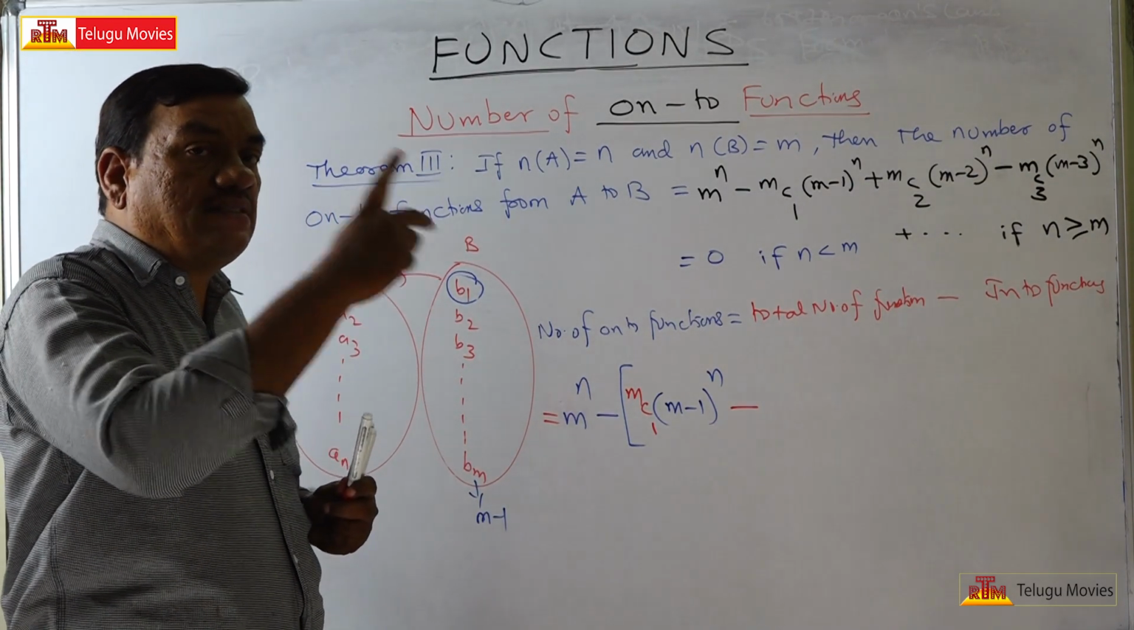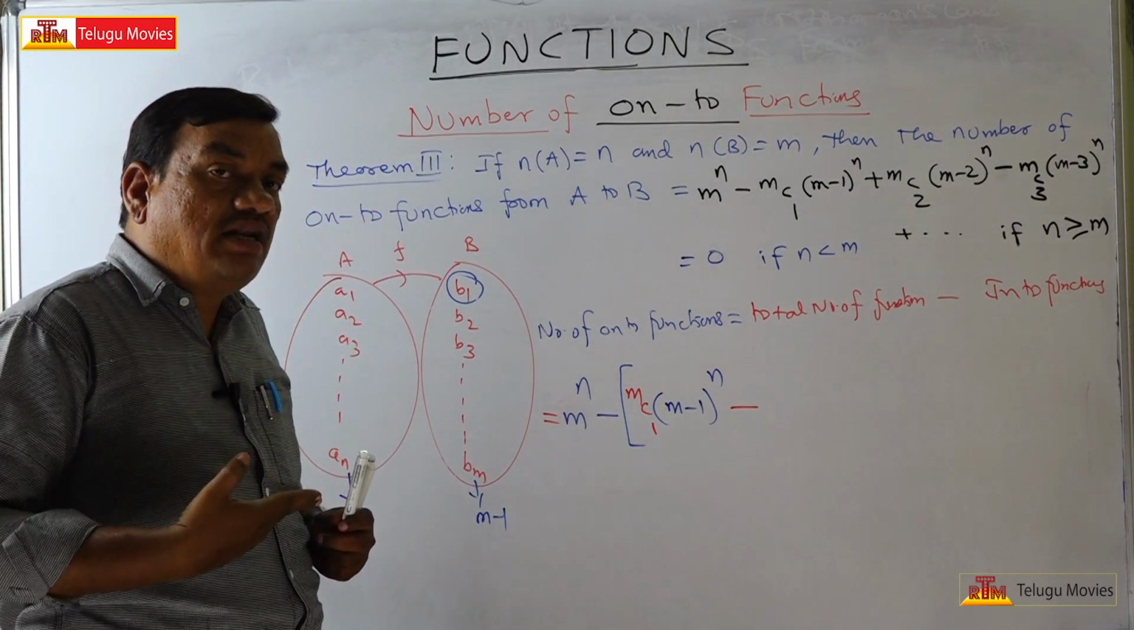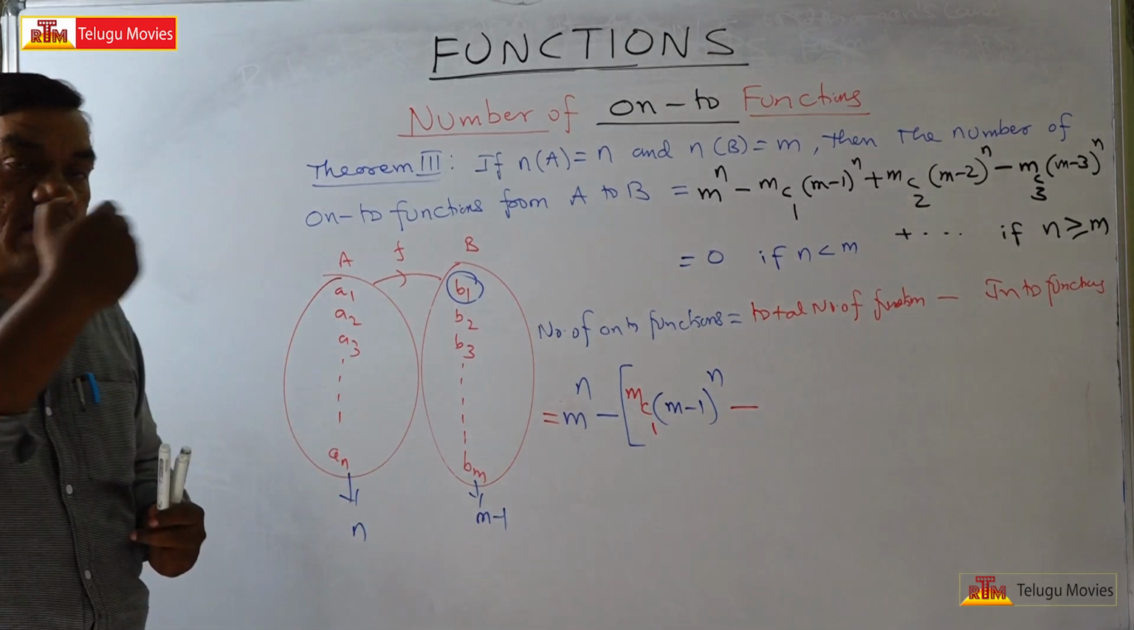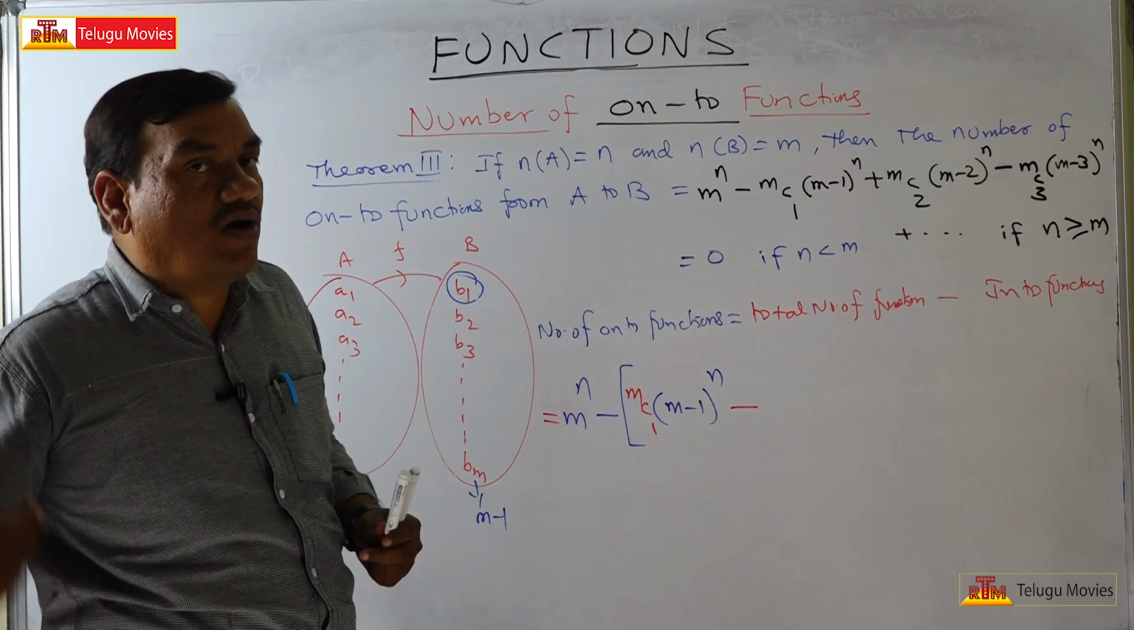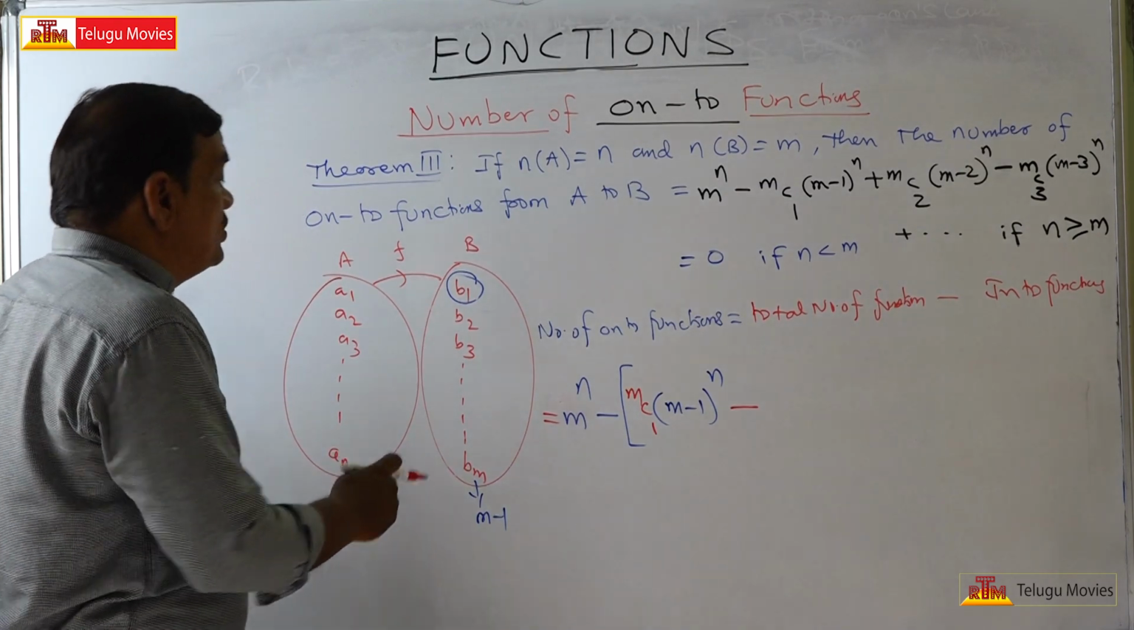Starting with one element: plus, two elements: minus, three elements: plus, four elements: minus. First starting plus, minus, plus, minus. It's going on like this. So one element is over.